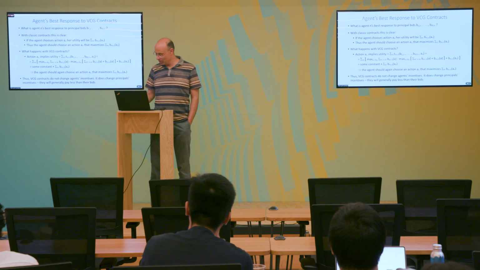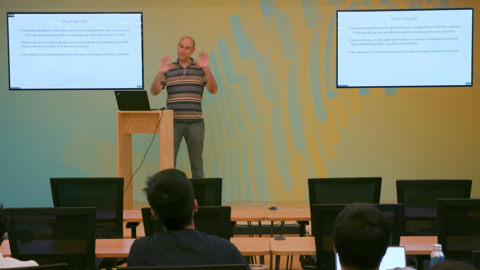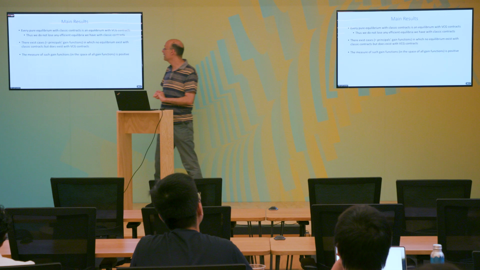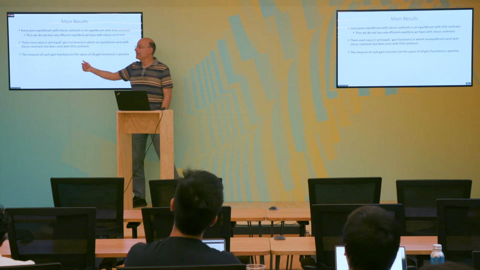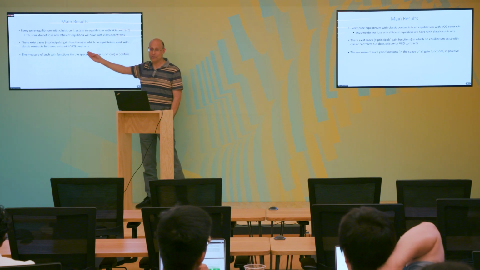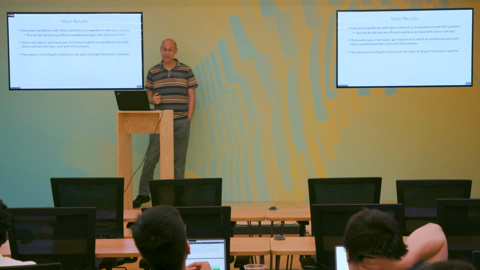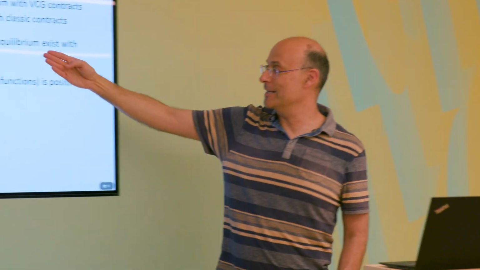And let me again tell you about our results without any technical details. So the first result says that every pure equilibrium with classic contracts will also be an equilibrium with VCG contracts. So if we have a tuple of contracts, of bids, that are an equilibrium for classic contracts, it will also be an equilibrium with VCG contracts. But there exist cases in which no equilibrium exists for classic contracts, but there is an equilibrium with VCG contracts.